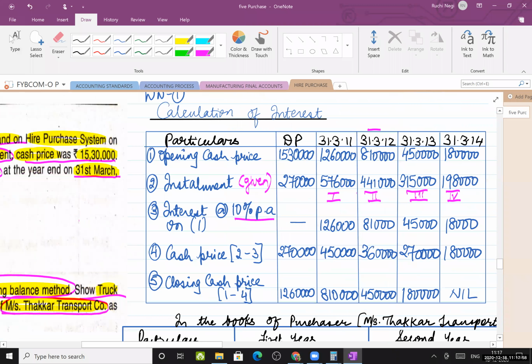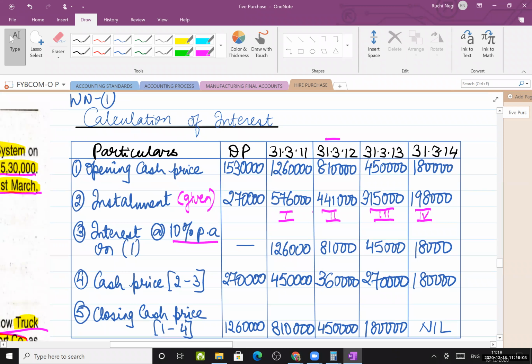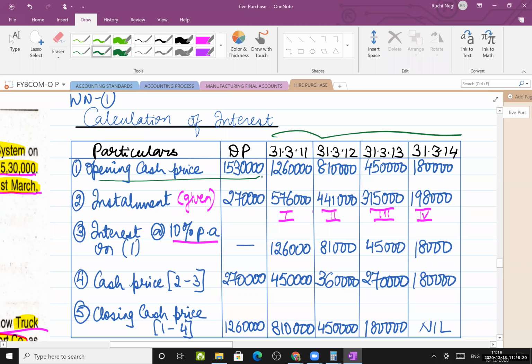Now let us come to the calculation. तो ये रहा मेरा interest table. ठीक है? Particulars. Then I have first year, second year, third year, and fourth year also. ठीक है? तो ये मेरे 4 साल हो गए. 31st March 2011, 12, 13, 14 respectively. Fine. My opening cash price is 15,30,000. Okay, जिसमें मैंने डाउन पेमेंट किया 2,70,000 का.